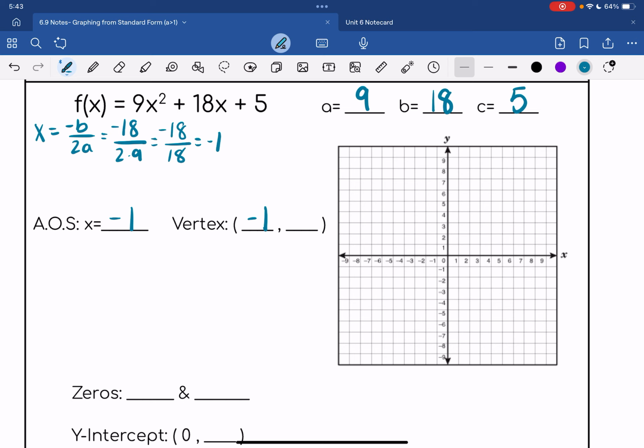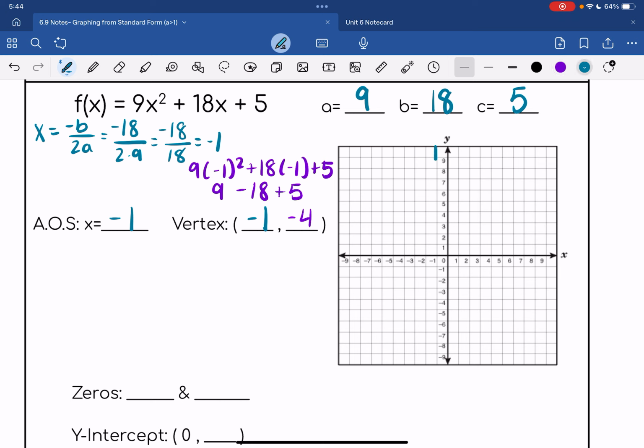Then we're going to plug that in to find my y value. So that'll be 9 times negative 1 squared plus 18 times negative 1 plus 5. Negative 1 squared is 1. 9 times 1 is 9. 18 times negative 1 is negative 18, plus 5. 9 minus 18 is negative 9. Negative 9 plus 5 is negative 4. And like always, you could plug that into your calculator as well.